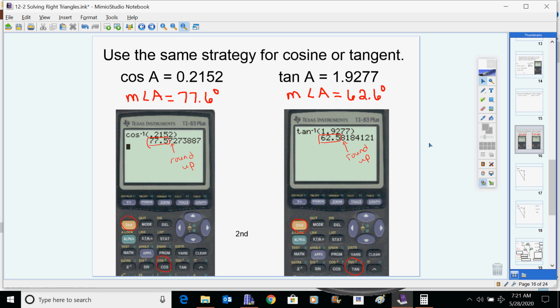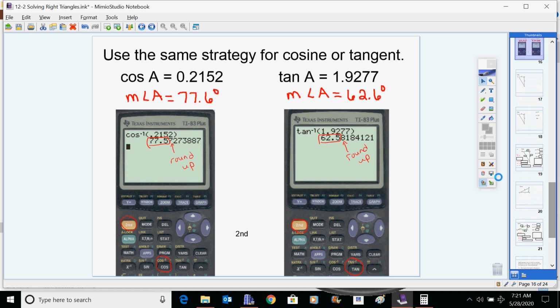Your phone calculator, play around with it a little bit until you're getting the same numbers. And as I said multiple times before, please make sure you get the right calculator for next year, because there are things you won't be able to do without it.